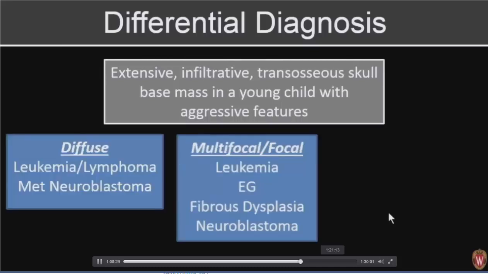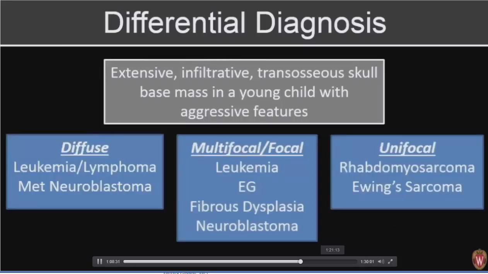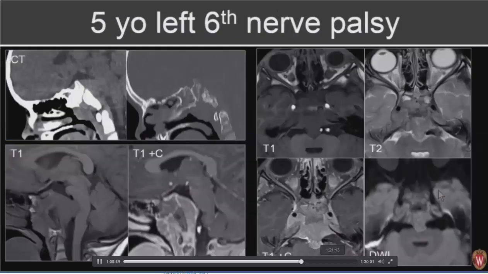So we can really divide it into three general categories. We can think about our diffuse processes, including leukemia, lymphoma, and then metastatic neuroblastoma. We want to think about multifocal or focal lesions, including leukemia, e.g., fibrous dysplasia, and metastatic neuroblastoma, or potentially unifocal, so rhabdo and Ewing's. So we're going to go through the differential and take a look at the different features of each one of the things on the differential.